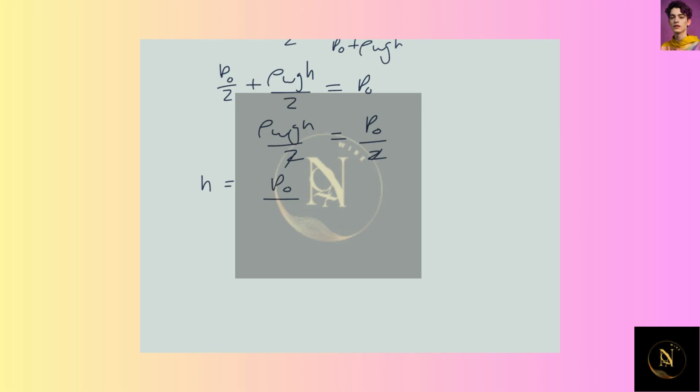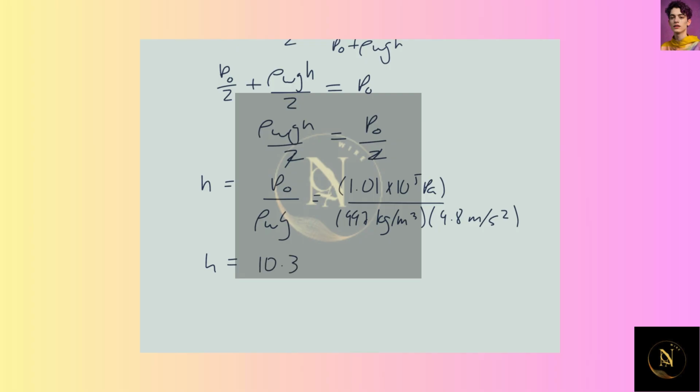We can actually plug in real values for these numbers because they are pretty well known. So P naught is 1.01 times 10 to the 5 pascals. The density of water is about 997 kilograms per meter cubed. And of course g is 9.8 meters per second squared. And that height turns out to be about 10.3 meters.